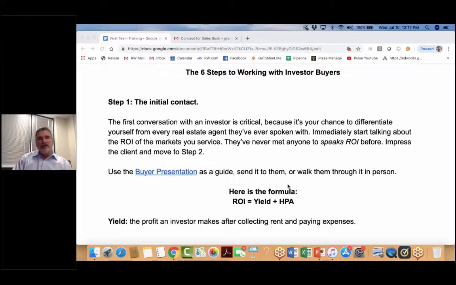Step one, the initial contact. However they came to you or you came to them, the first conversation with an investor is critical because that is your chance to differentiate yourself from every other real estate agent they've ever spoken to. They've never met anybody who speaks ROI before in the housing market. So you have an opportunity to impress them, because if they start thinking in terms of ROI, and we're going to get into what that means momentarily, but spitting that out as soon as you can so that they realize they're in the presence of somebody different.